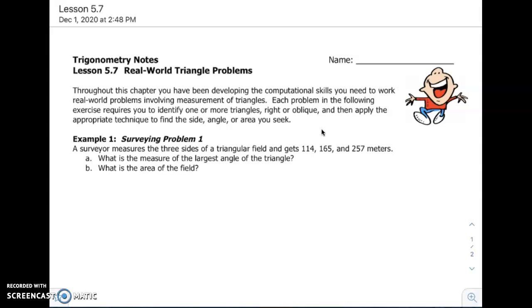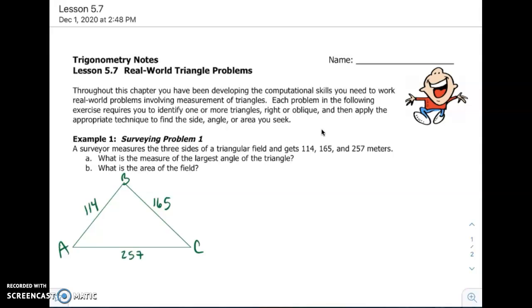So let's start by drawing a triangle. And we're going to label it. You can label it whatever you want. I'm going to call it ABC. And then I'm going to label the sides that they gave me in the problem. So we've got 114, 165, and then 257. Okay, so that is the setup that they give me in the problem.